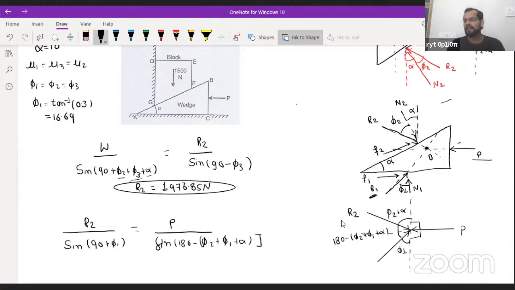Is it okay? Any doubt? Just tell me the answer. Yes, he is getting P equal to 14.18. So let me check this, because I didn't have the idea about the answer. Okay, give me 1 minute.